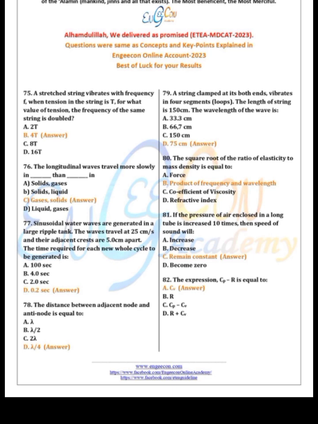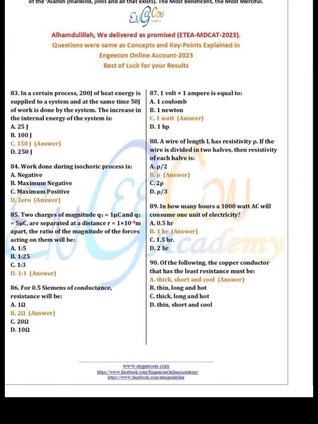81. If the pressure of air enclosed in a long tube is increased 10 times, then the speed of sound will increase, decrease, remain constant, or become 0. It will remain constant. The expression Cp minus R is equal to what? Correct option is Cv.